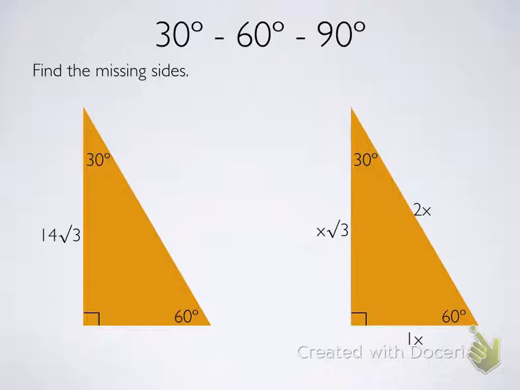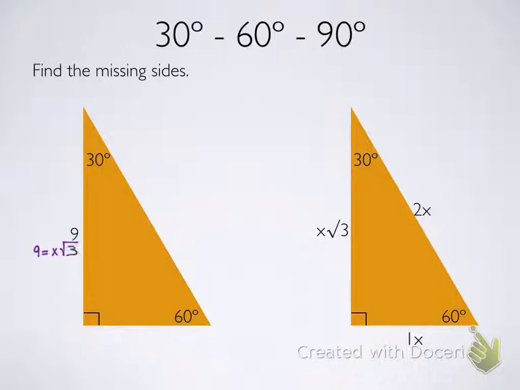Okay, so again, we're going to try this one. So what is in place of the x? In place of the x, we have the 14 here. So x equals 14. And so the hypotenuse is 28. So see, once you know this pattern, it's really pretty easy to go through. So what is your short side? Way to go, 16. And what is your hypotenuse? 16 times 2, 32. Good job.